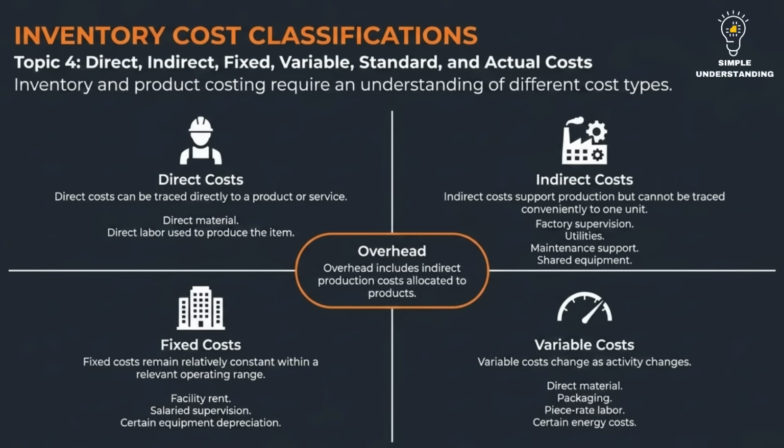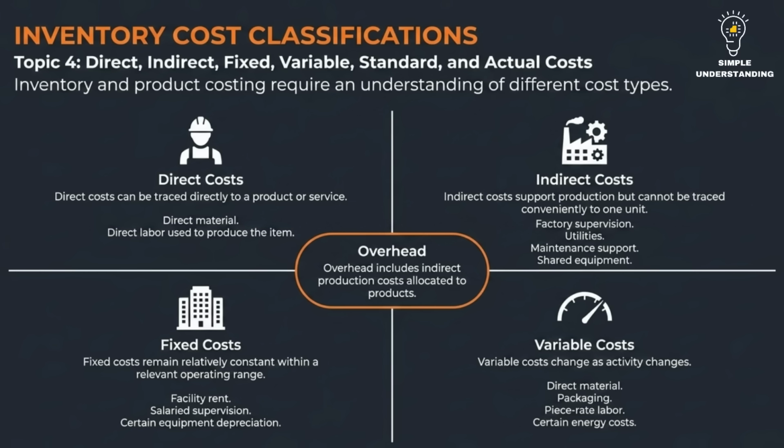Topic 4. Direct, indirect, fixed, variable, standard, and actual costs. Inventory and product costing require an understanding of different cost types. Direct costs. Direct costs can be traced directly to a product or service. Examples include direct material, direct labor used to produce the item.